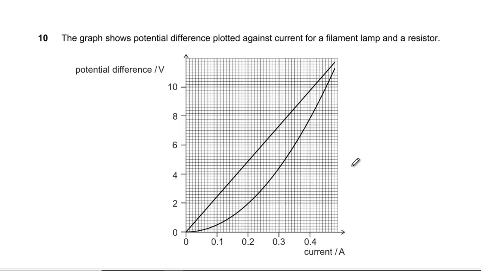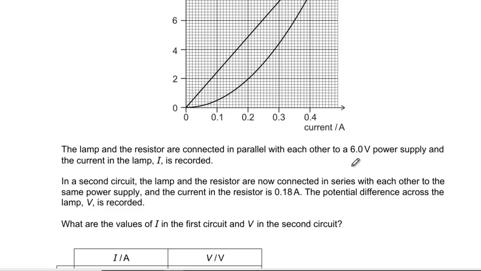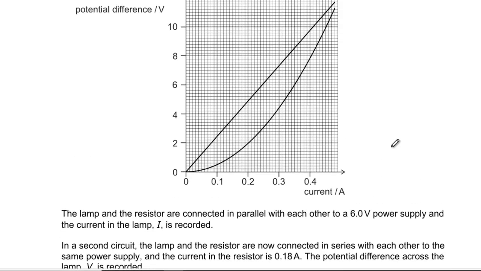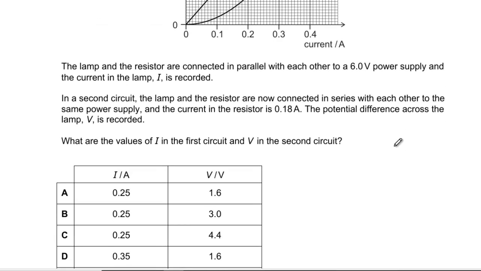Question 10. We've got a graph showing PD against current for a filament lamp and a resistor. Lamp and resistor connected in parallel to each other in a 6-volt power supply. The current in the lamp is, so they're in parallel. We want the current in the lamp, so I'll just be reading it off the graph. Second circuit, the lamp and the resistor are now in series. Same power supply, current is that, and the PD. All right, this is easy enough, isn't it?